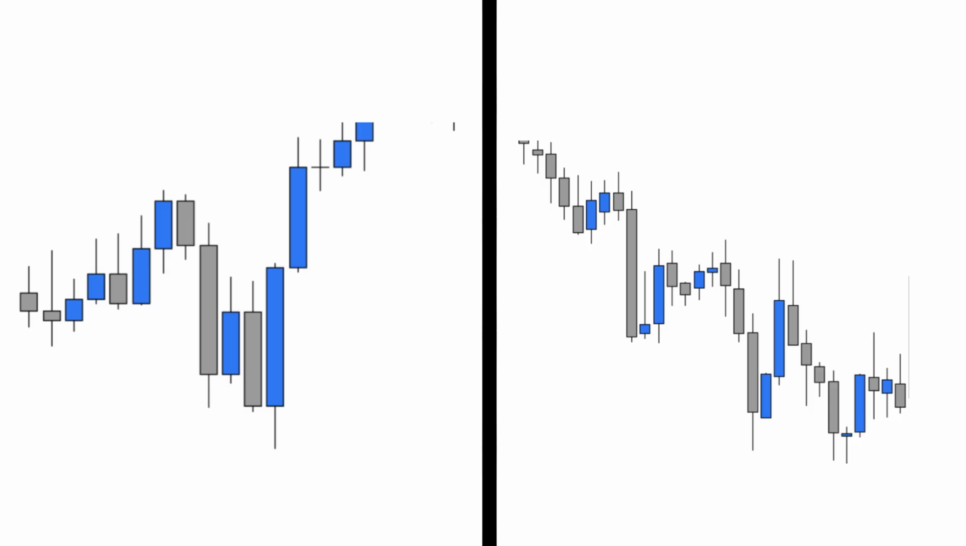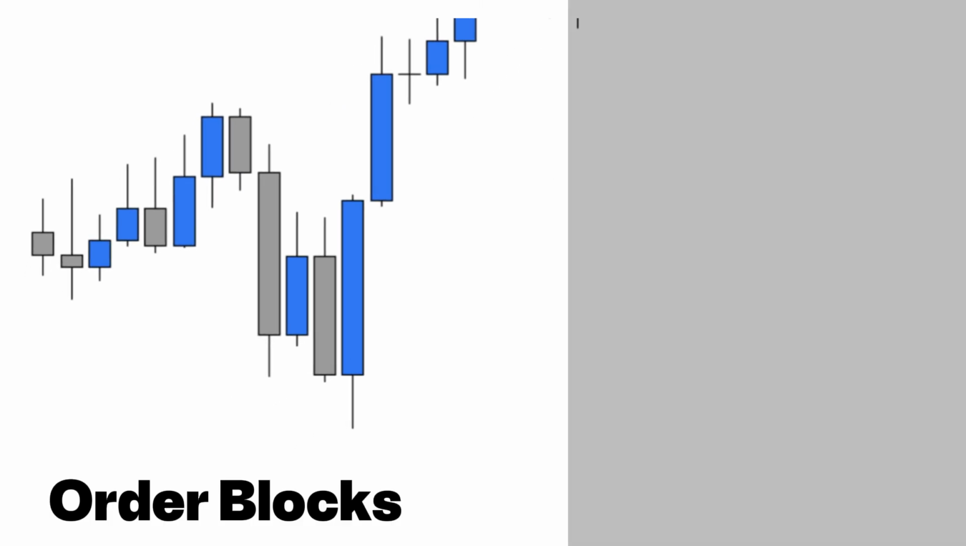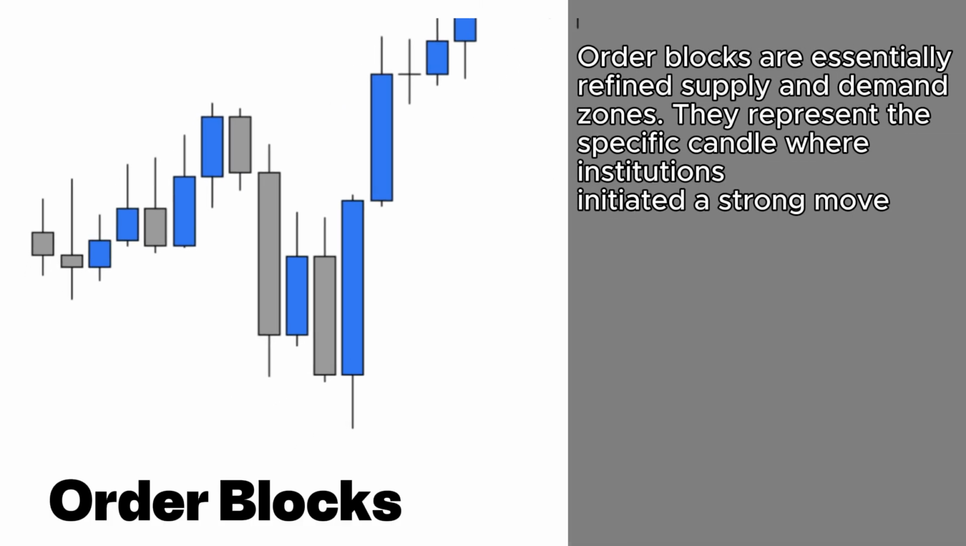Now, when it comes to supply and demand in smart money concepts, we mainly focus on two types of zones, and both depend heavily on how market structure forms. These are order blocks and order flow. Let's start with order blocks. Order blocks are essentially refined supply and demand zones. They represent the specific candle where institutions initiated a strong move.